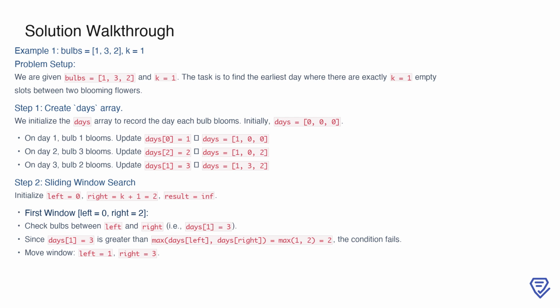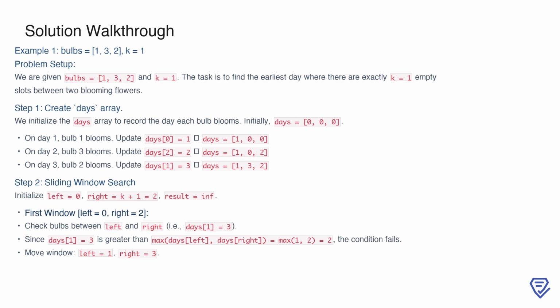On day 1, bulb 1 blooms, so we update the first position to 1, resulting in days equals 1, 0, 0. On day 2, bulb 3 blooms, updating the third position to 2, so now days equals 1, 0, 2. Finally, on day 3, bulb 2 blooms, and we update the second position to 3, giving us days equals 1, 3, 2. Next, we perform a sliding window search.